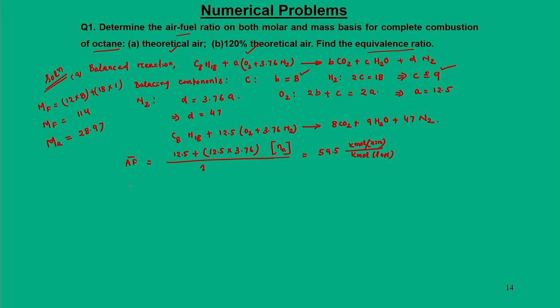Now, if I calculate the air fuel ratio on mass basis, we know the air fuel ratio is the molar AF bar multiplied by the molecular mass of air over the molecular mass of fuel. So, the air fuel ratio is 15.1 kg air by kg fuel. Here it was kilomole, here it is kg. So, this is what happens at stoichiometric conditions.